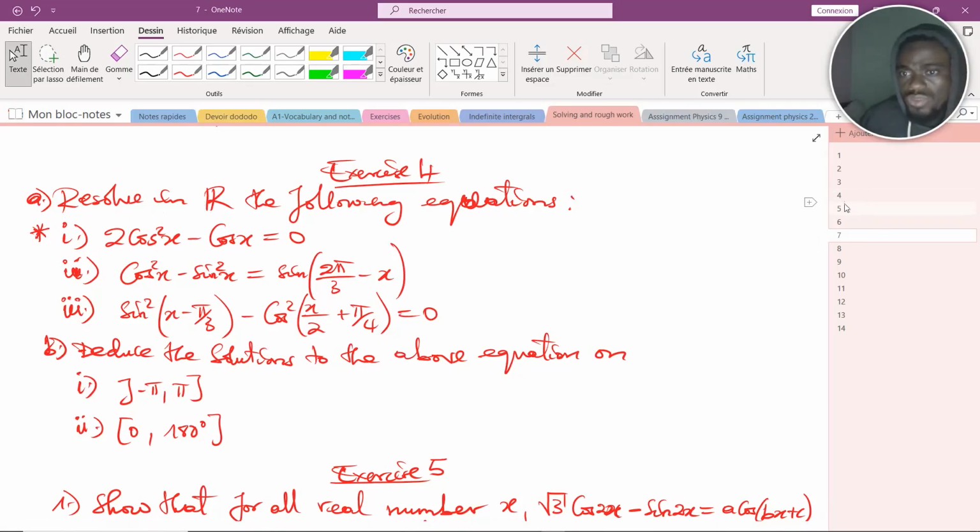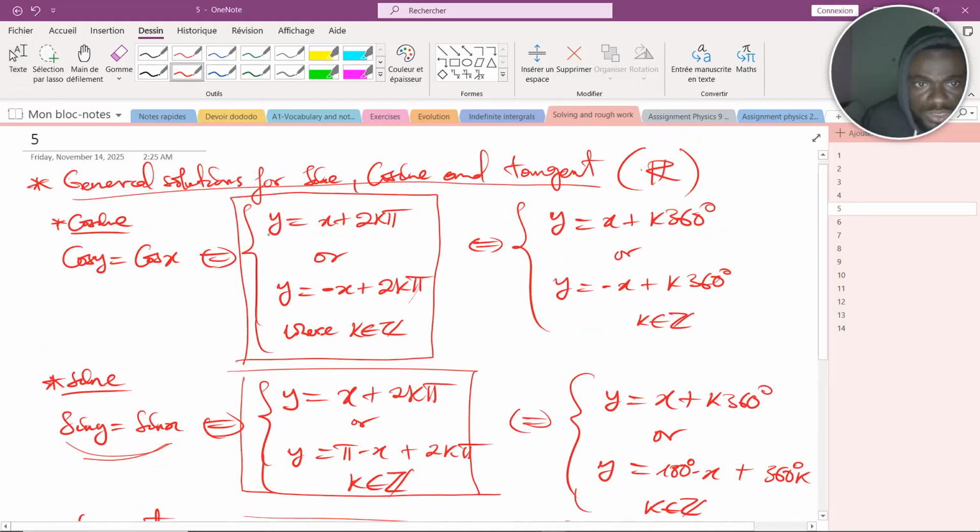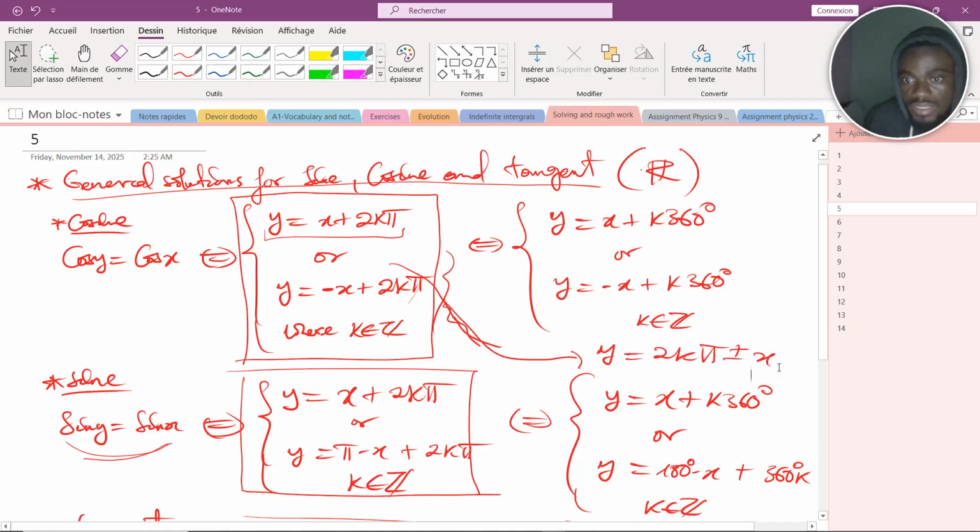I first want to mention something about general solutions. Look at something here. What do you notice about this? Y equals to x plus 2k pi and y equals to minus x plus 2k pi. In some textbooks, the whole of this can still be written as this. There is 2k pi here, there is 2k pi here. It can still be written as y equals to 2k pi plus or minus x, because there is plus x here and there is minus x here.